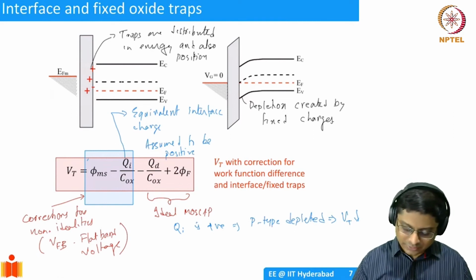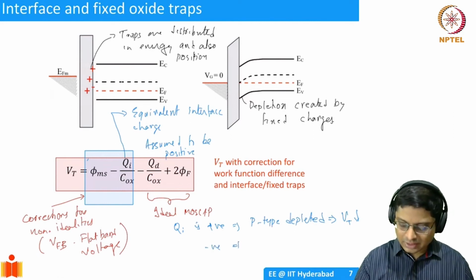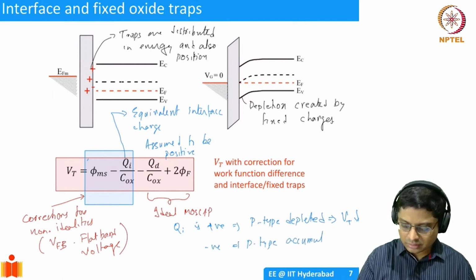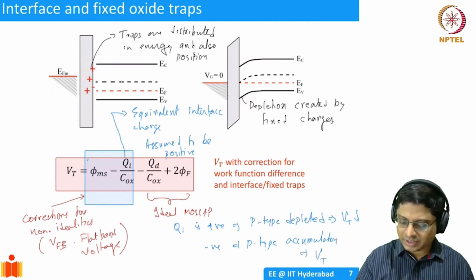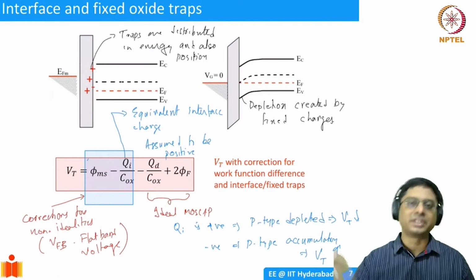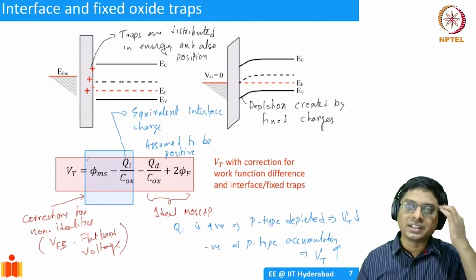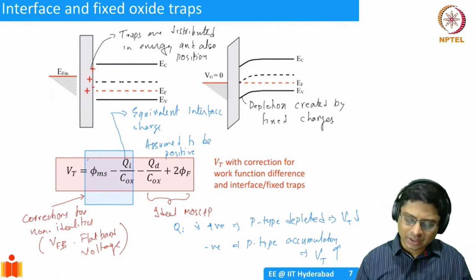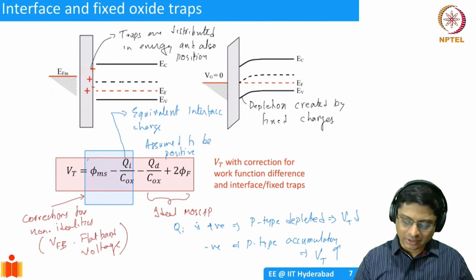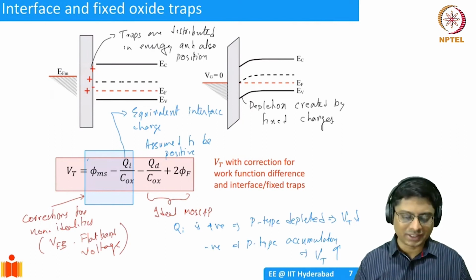Or if the QI is negative, p-type will have accumulation, right? So this implies the overall VT has to increase because you have to push the accumulation charge away and then deplete it and then invert it. So the VT increases, the magnitude of VT increases, right? And you can analyze the same thing for the NMOS transistor as well. We can find out what that is. I'll leave that as an exercise.